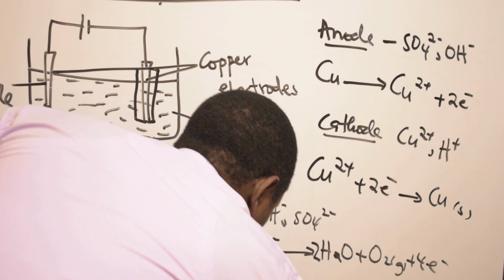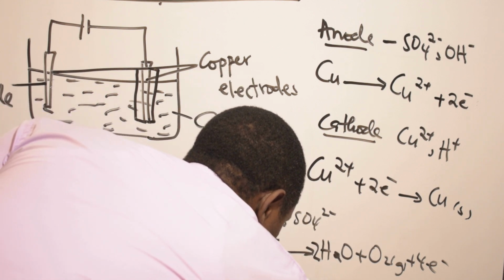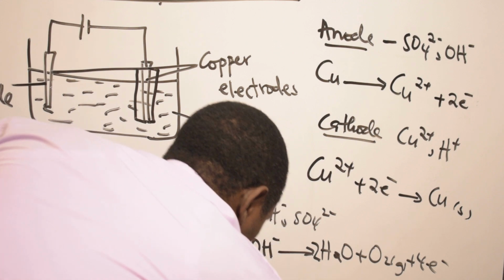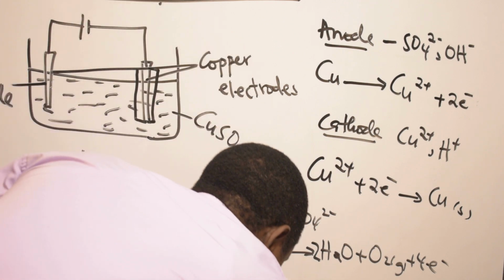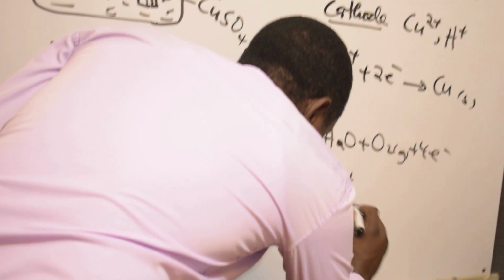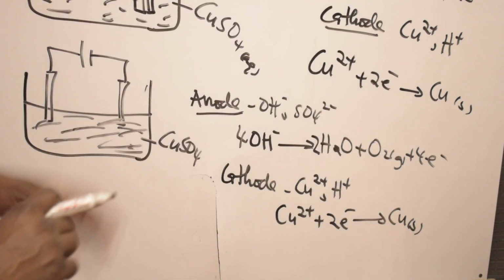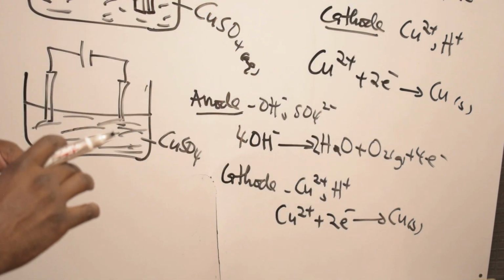Then at the cathode, this will not be affected. I've talked about the copper ions and hydrogen ions being attracted because they're positively charged, and obviously copper ions with a higher tendency to gain electrons will gain the 2 electrons and form the copper solid. That's what we are simply talking about.